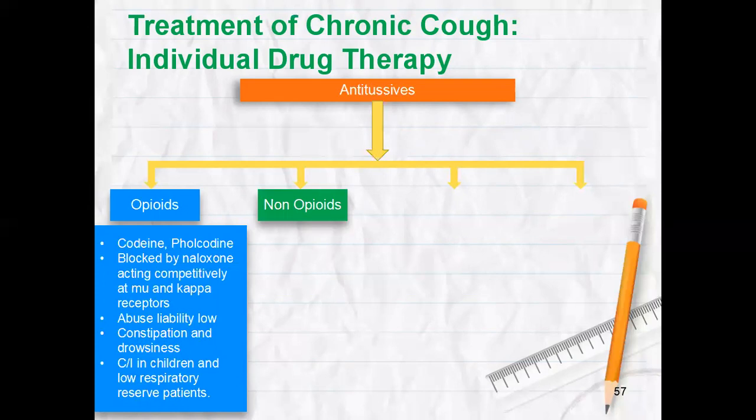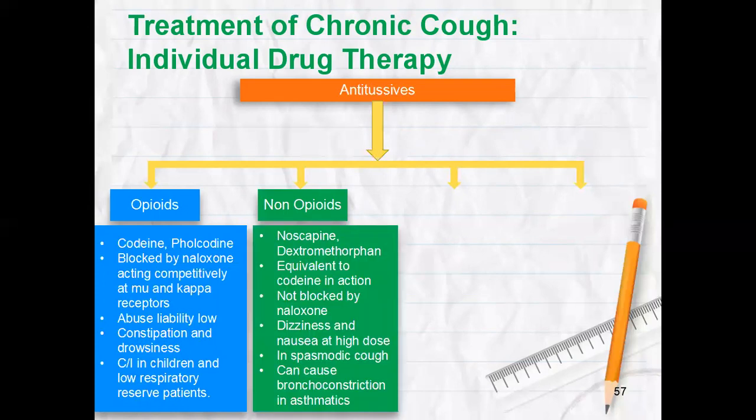Now, talking about non-opioids. The next group would be non-opioids, and they include noscapine and dextromethorphan. Now, they are equivalent to codeine in their action, whether in terms of efficacy or potency. And the peculiar characteristic here is that they are not blocked by naloxone. So they act by some unknown receptors on the cough receptor, not by opioid receptors.